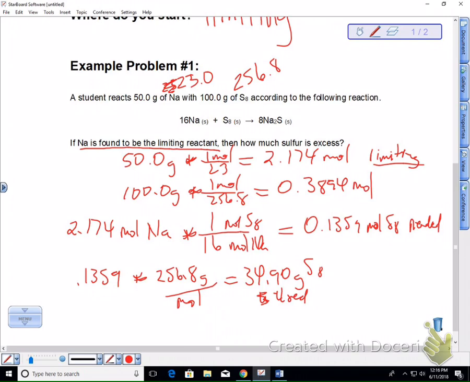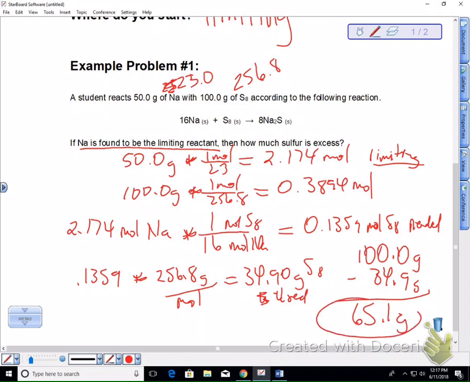So here we come, the critical step to figure out what's excess. I look back at the beginning of the problem. I have 100 grams. That's what I have. And I've calculated that I need 34.9 grams. So we subtract those, and the excess is going to be 65.1 grams. That is what's left over.